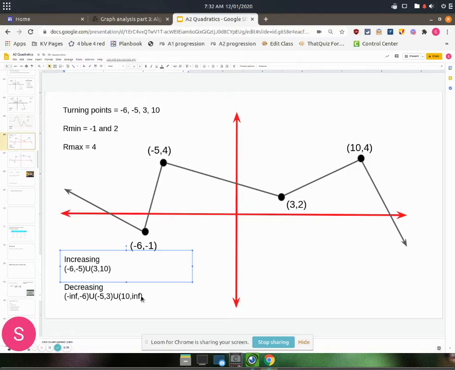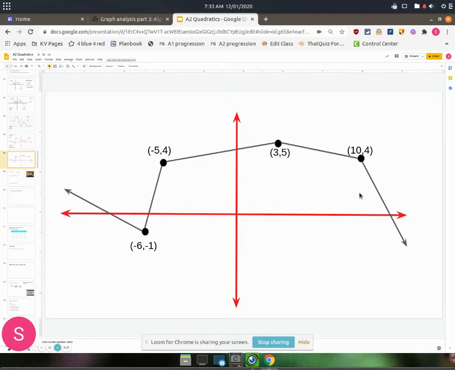Good. And I'll mention real quick again, this interval, the -infinity to -6, if you were doing the algebraic notation for that, it would be all numbers that are less than -6. And then this one, it'd be all numbers that are greater than 10. All right, that's what the algebraic notation would be for those intervals.